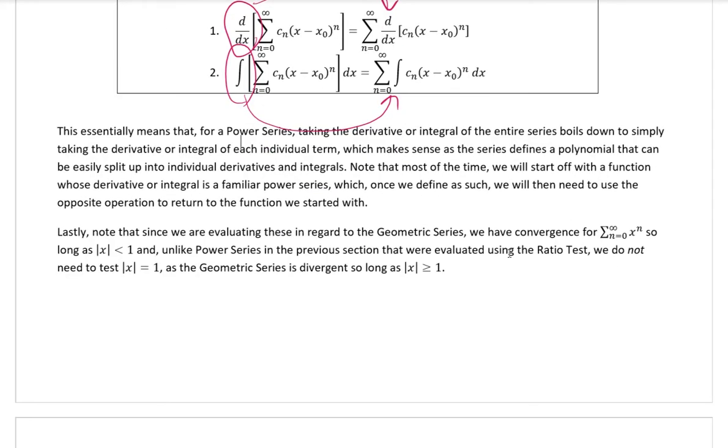And lastly, note that because we're evaluating these with respect to the geometric series, we have convergence for the geometric series so long as x is less than 1, or whatever this value to the n power is less than 1. So unlike the power series, which we were doing with the ratio test, where we had to also test x equals 1, the geometric series is divergent when x is equal to 1. Well, it's divergent when x is greater than or equal to 1. So we aren't going to need to necessarily check that. However, in realistic cases, there are going to be a few series that do converge at 1 or -1 or both or neither. So it's not necessarily going to be the case for us. We just won't check it ourselves because we don't necessarily have a lot of the theorems necessary to evaluate them properly.